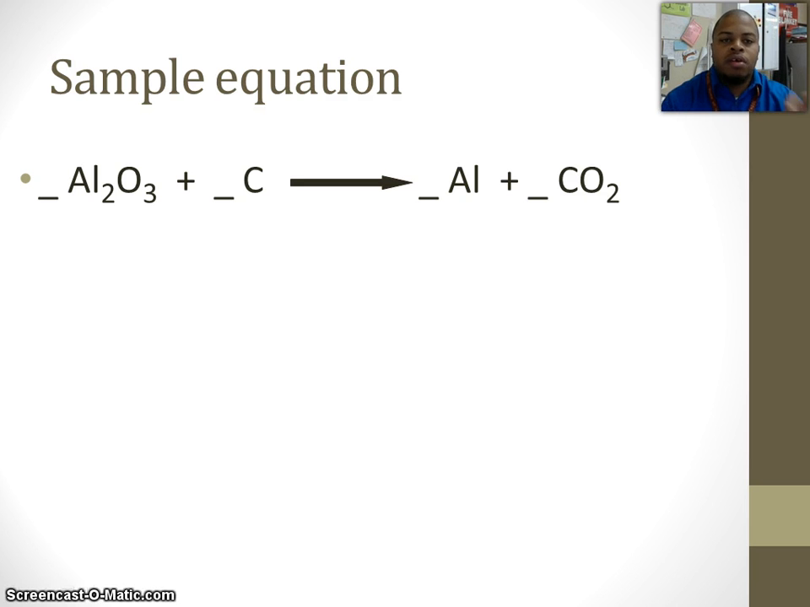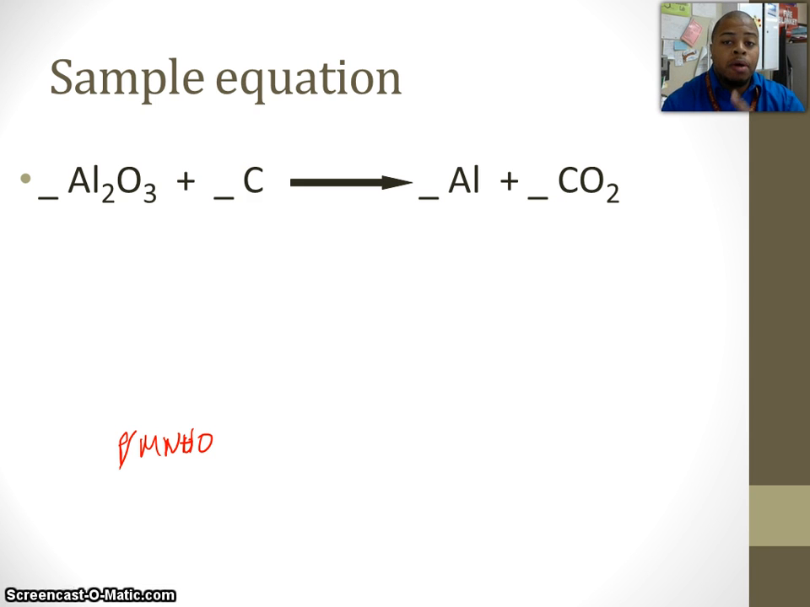If I have aluminum oxide plus carbon yields aluminum plus carbon dioxide, how will I go ahead and balance this out? According to my priority, we said that we'll start with, I'll write it here, penguins may not have oxygen. So, penguins or polyatomics. Do we have any polyatomics here? No, we don't. So, that means we can go ahead and cross that out. Polyatomics are gone.